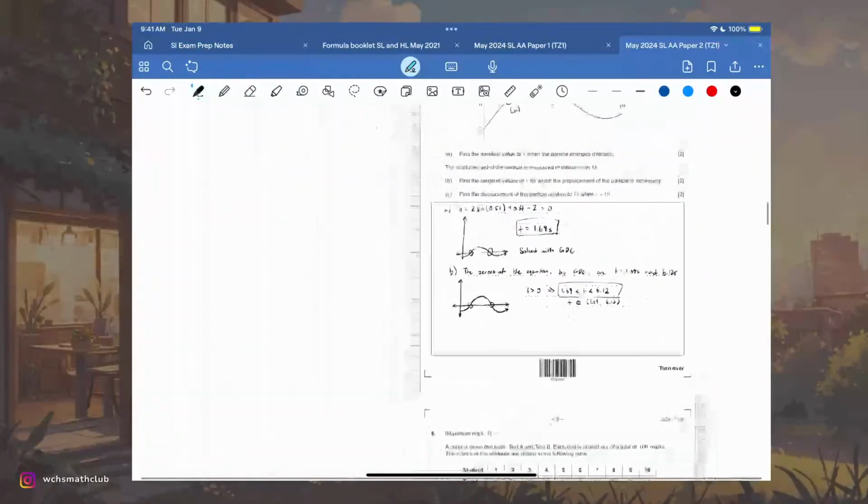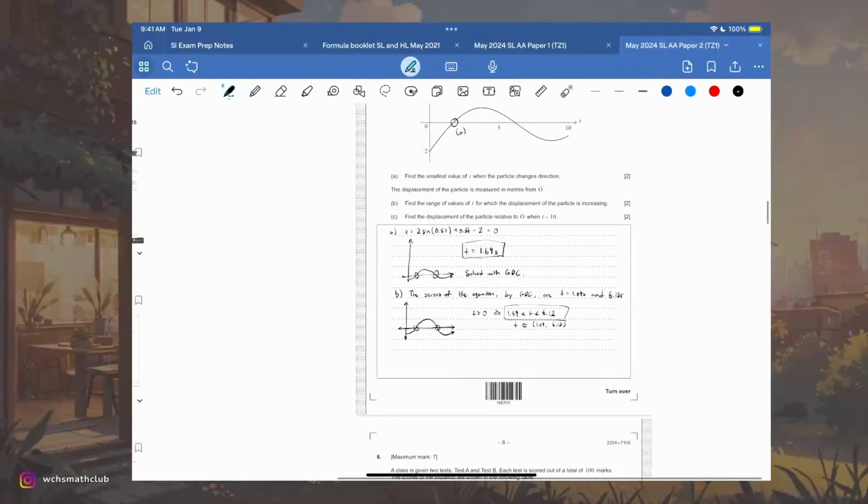Now for part C, we ran out of paper, so we're going to add some more.